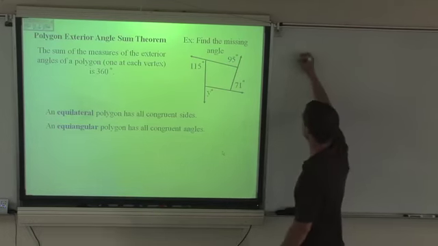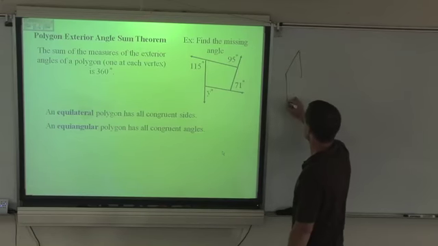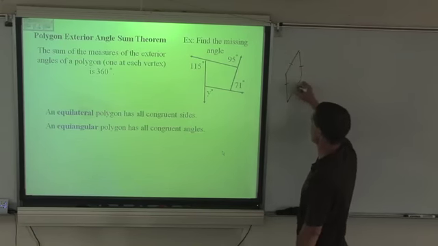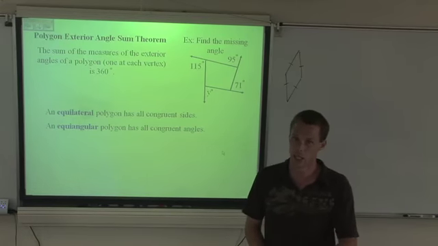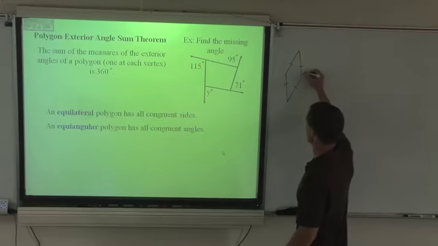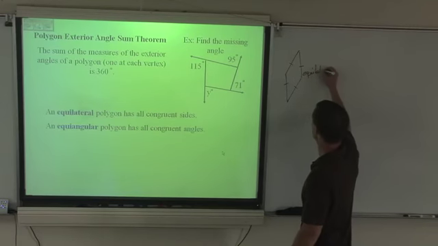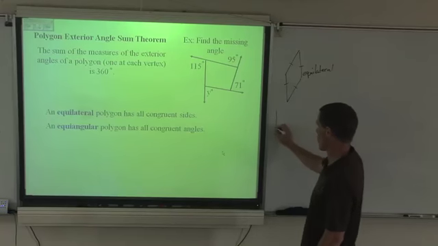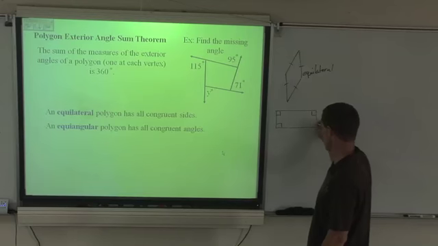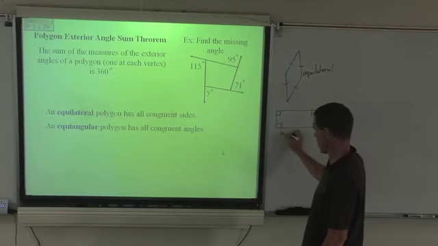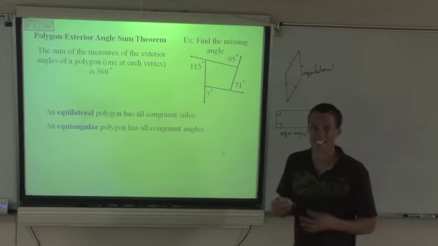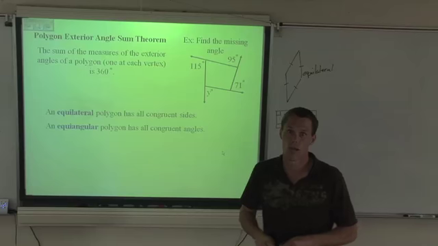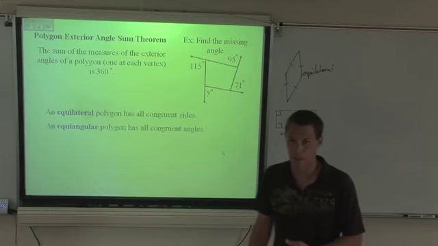For example, I could draw this shape where all 4 sides are definitely congruent. This is not equiangular. This is equilateral. I could also draw this shape in which all 4 angles are right angles. This is equiangular. But it's not equilateral.